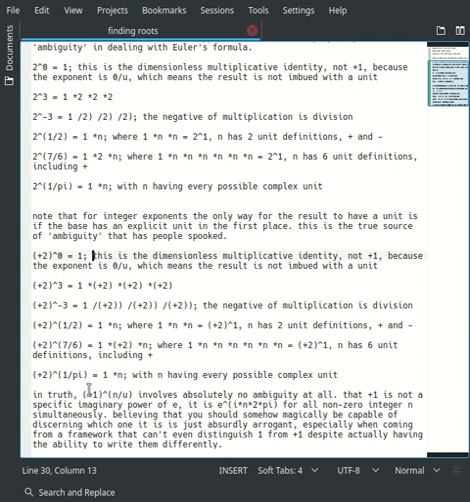So 1 to the n on u involves absolutely no ambiguity at all. That positive 1 is not a specific imaginary power of e. It is e to the i n times 2 pi for all non-zero integer n, simultaneously. Believing that you should somehow magically be capable of discerning which one it is is just absurdly arrogant, especially when coming from a framework that can't even distinguish 1 from positive 1, despite actually having the ability to write those differently.